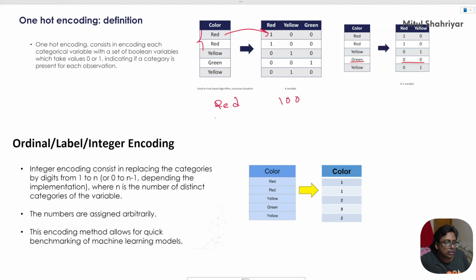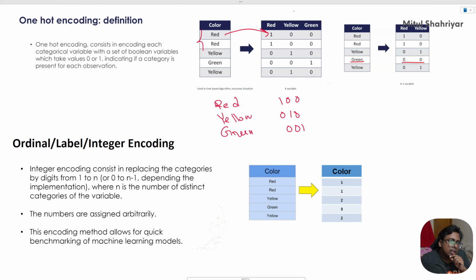Great. For yellow we have, I believe, 0 1 0. And for green we have 0 0 1. Great. So again, for yellow 0 1 0, for this yellow 0 1 0, same. So this is how it's generated.